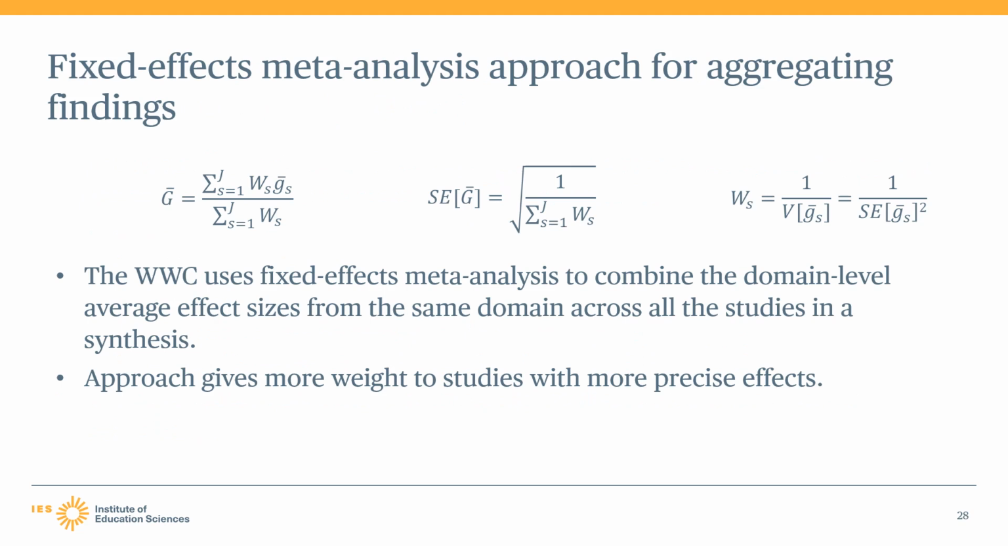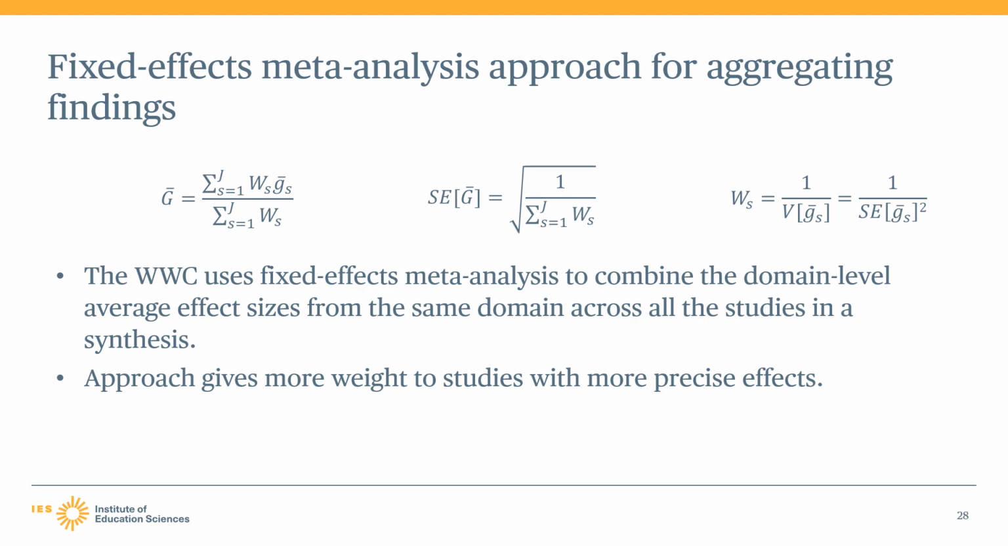This slide shows the formulas the WWC uses to conduct a fixed effect meta-analysis to aggregate findings across studies within an outcome domain in order to inform effectiveness ratings. The WWC combines the domain-level averages for a given domain across all the studies in a synthesis. This meta-analytic approach gives more weight to studies with more precisely estimated effects. For example, a simple randomized controlled trial, or RCT, with 300 participants would have approximately 3 times the weight of another similar trial with only 100 students.